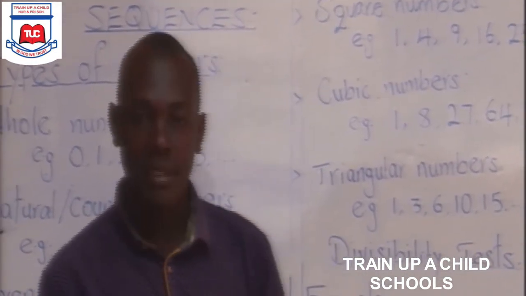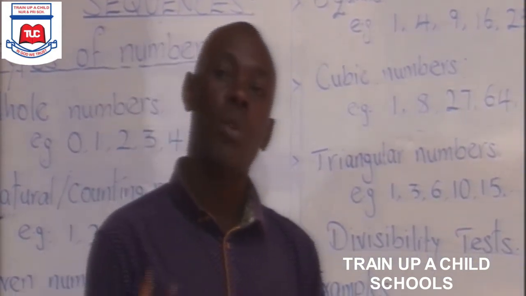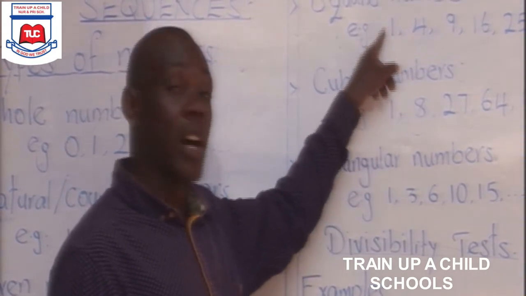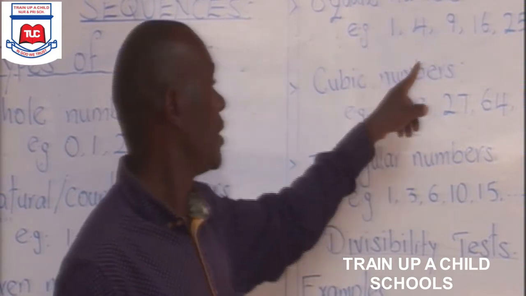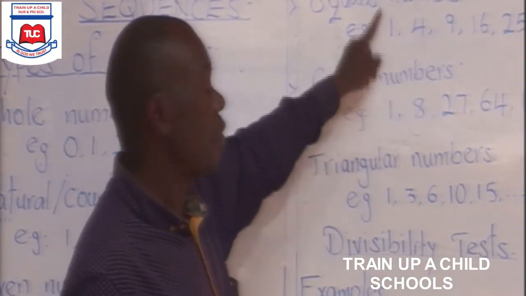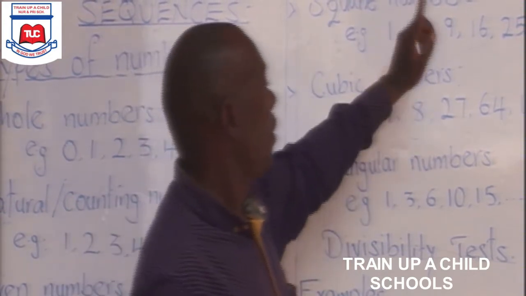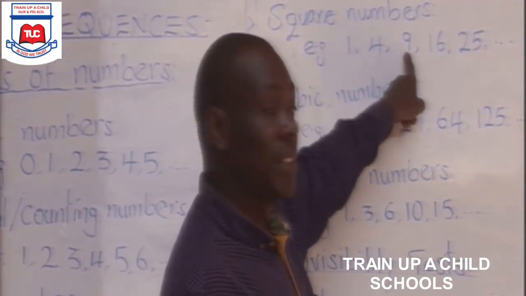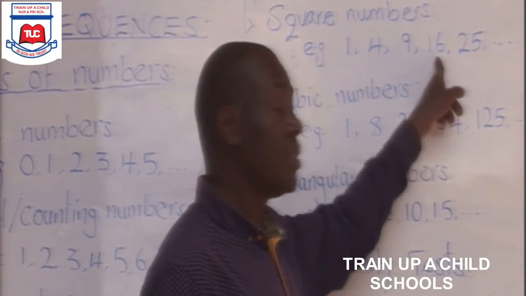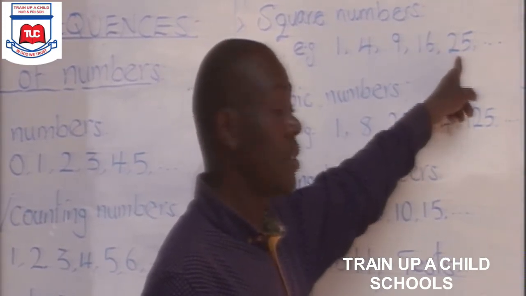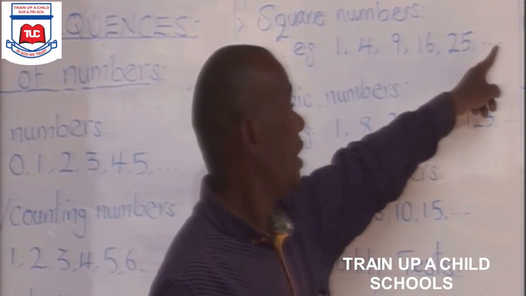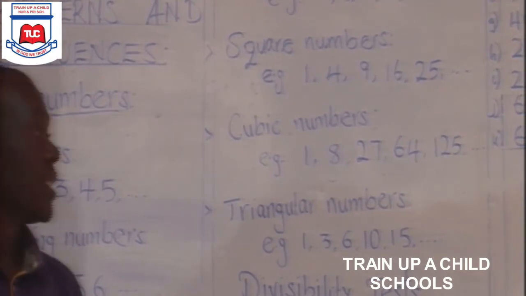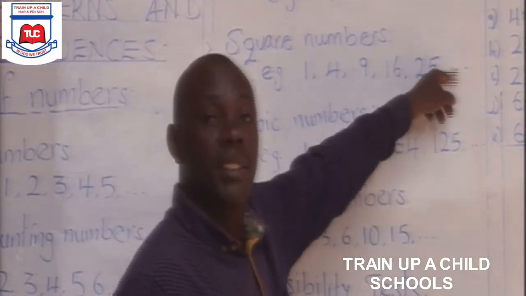So when you square 1, that is 1 times 1, you get 1. So 1 is the first square. Then 2 times 2, 4. 3 times 3, you get 9. 4 times 4, you get 16. 25 comes from squaring 5. The next square is 6 times 6. That is 36. 36 is the 6th square.